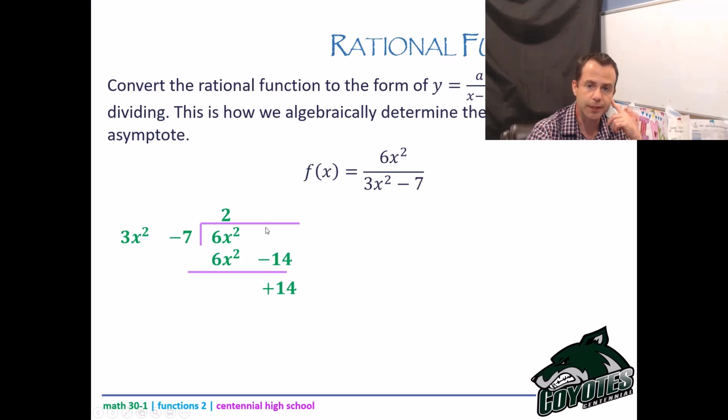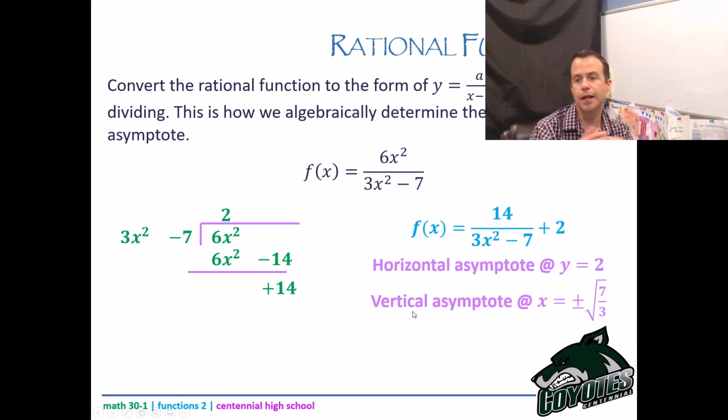Now you've got to be careful with this guy. This is like a 0 here, right? So if I go 0 minus -14, that actually gives me a remainder of 14, right? 0 minus -14 would give me positive 14. So I'm looking at 14 over 3x squared minus 7, and then plus 2. That gives me a horizontal asymptote at y equals 2 because I moved everything up 2.